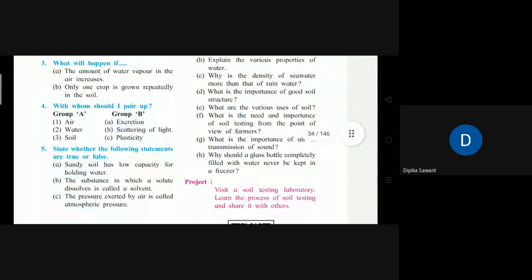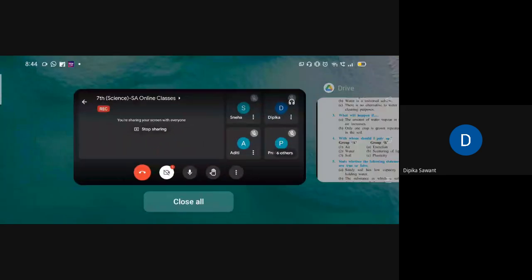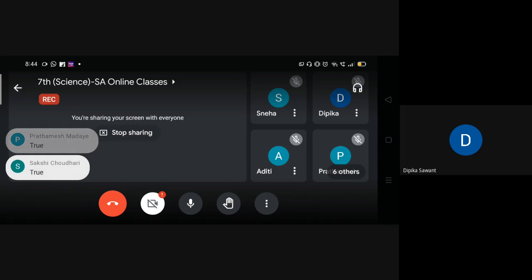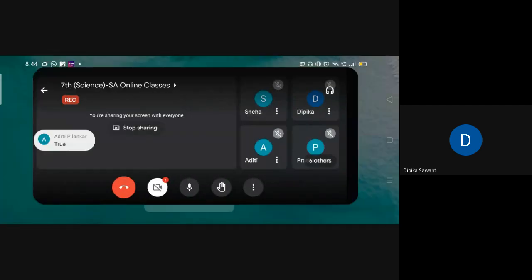Okay. Say whether the statement is true or false. The pressure exerted by air is called atmospheric pressure. This statement is true or false? Yes, it's true. It's called as an atmospheric pressure.